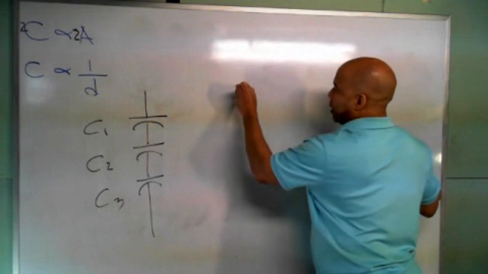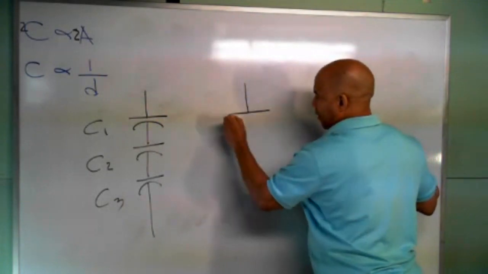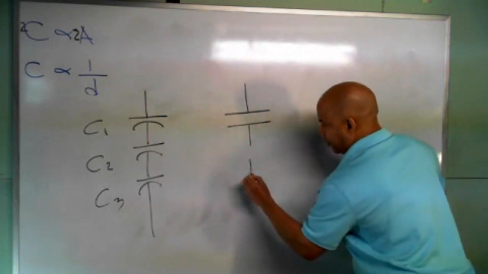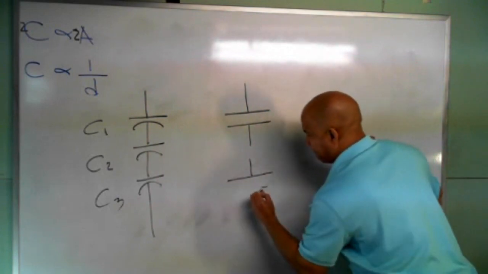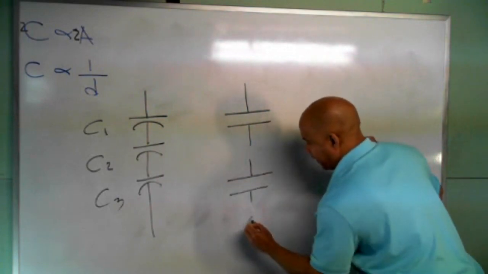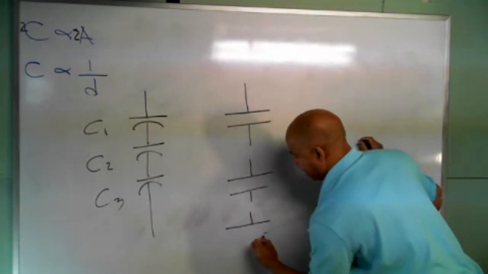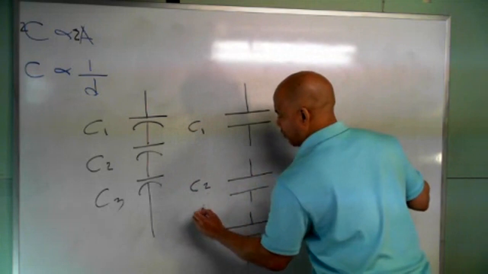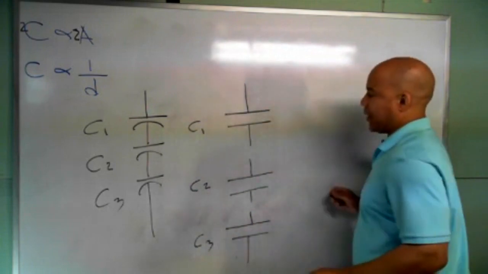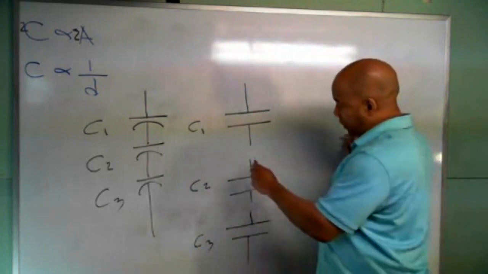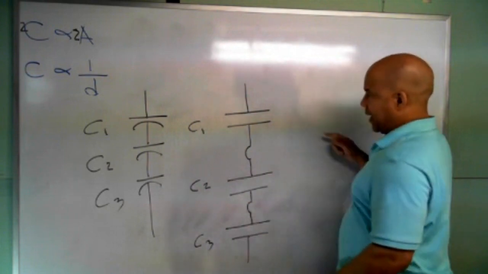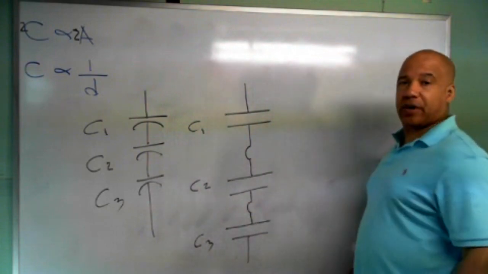So what I'm going to do is this. I'm going to draw C1 as a parallel plate capacitor. Here's C2, and here's C3. So I got C1, C2, I got C3. I'm going to connect these in series by putting a jumper here, here, and now I got the 3 capacitors in series.